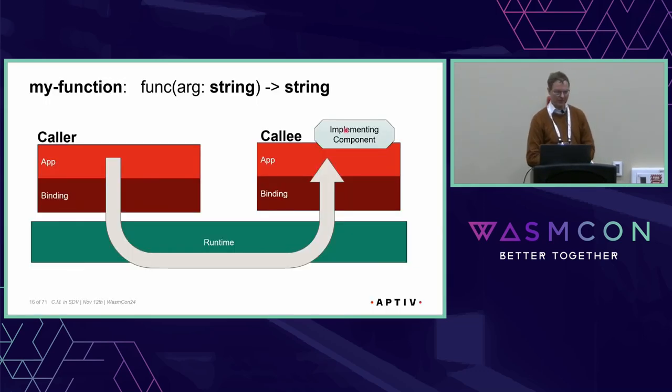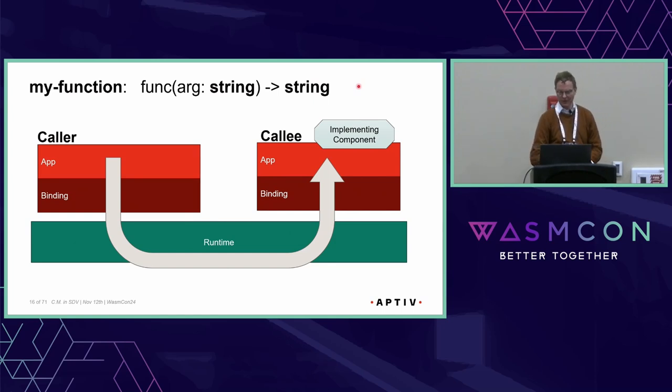So if we just take this start, we define a function. It's called my function, and this function takes a string as an argument and returns a string as a result. On the left side, we have the caller, which is a component which just calls into the runtime. And the implementation is in the right component, which is the implementing component, or the callee. The caller, the application, calls into the binding, which is auto-generated from the WIT. Then it crosses the runtime. Then it will cross the binding on the right side and call into the implementation.